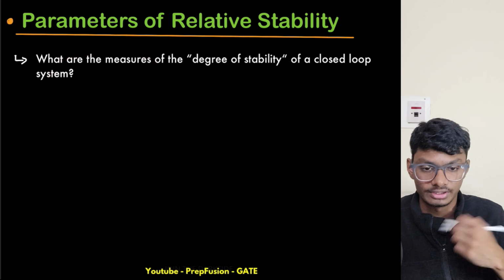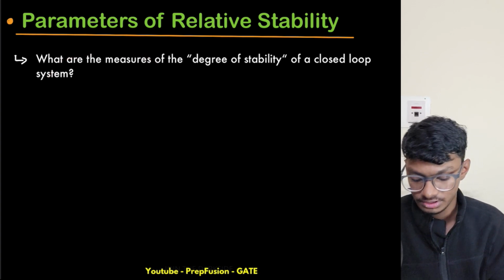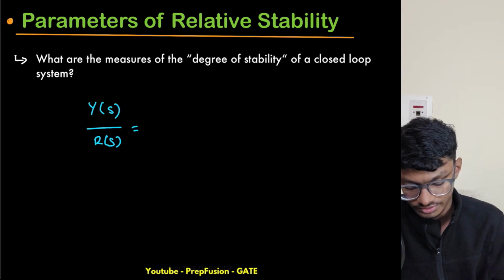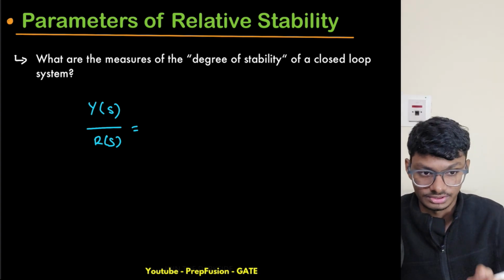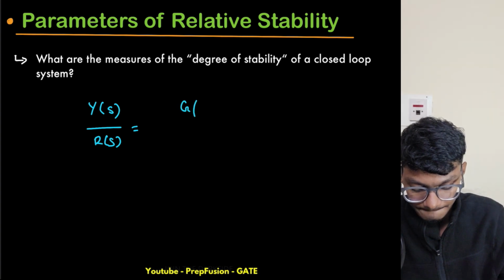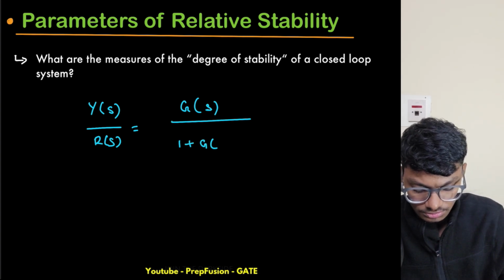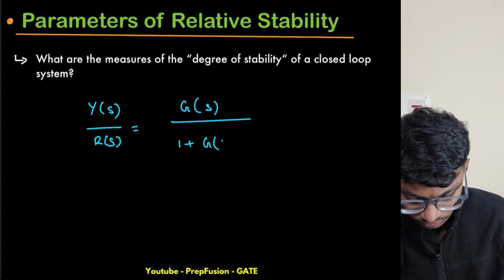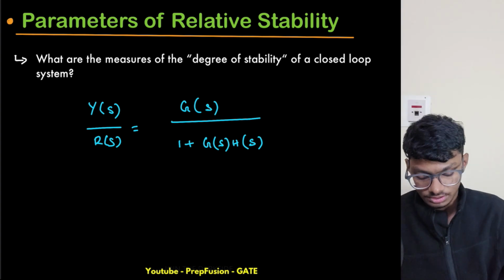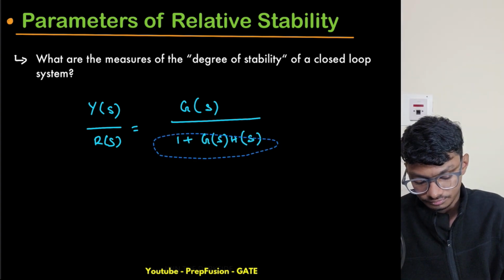Okay, with the help of the OLTF, which I didn't mention here. So what is my transfer function? My transfer function is Y(s)/R(s) equals, basically it is a closed loop transfer function. It is a feedback system, so it is G(s) upon 1 plus G(s) into H(s). Okay, so this is what my transfer function is.